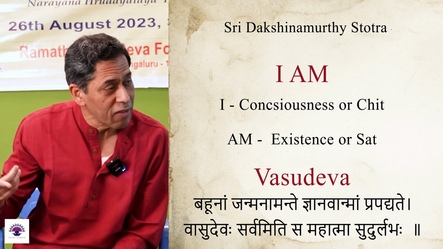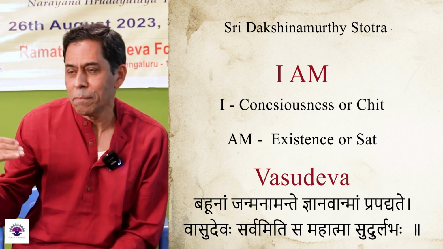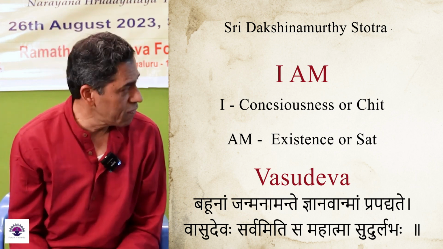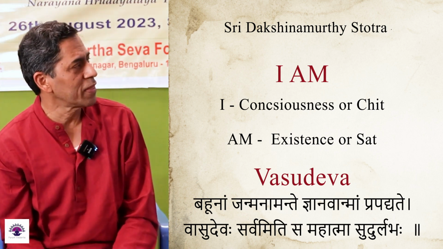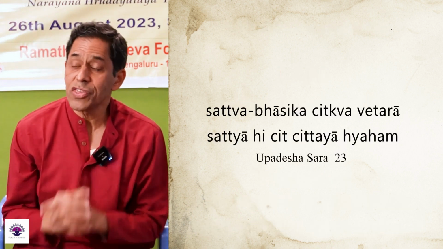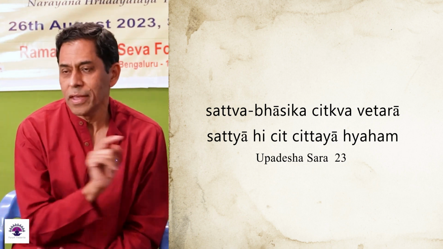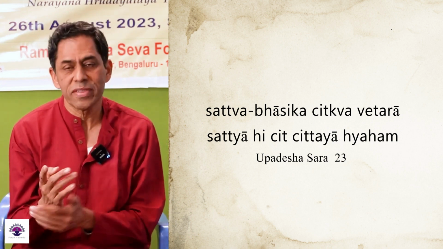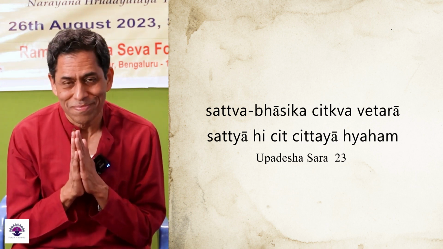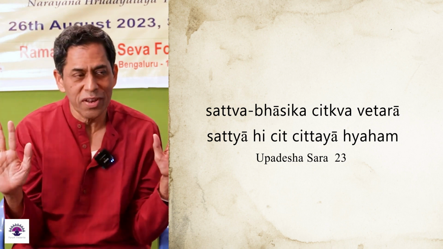Who is Deva, Deva or Mahadeva? Mahadeva is Brahman or Atma. So the beautiful word is Vasudeva. Vasudeva sarvam iti. Now remember, in the Upadeshasara there is a nice verse which says that this Sat and Chit are not two different things. Vasu and Deva are not two different things.